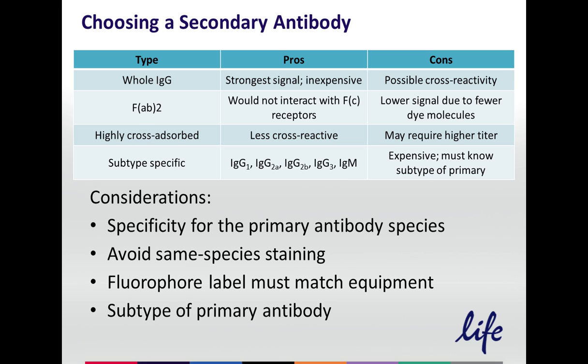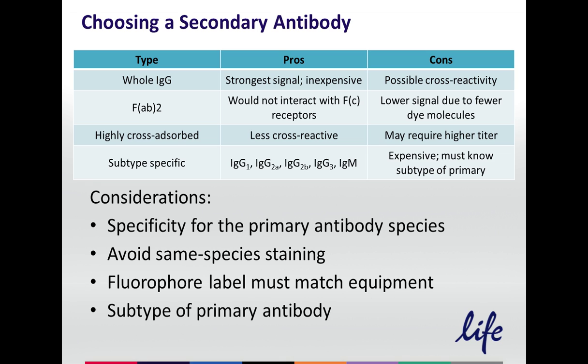Also, sometimes there are F(ab')2 fragments, which won't interact with an Fc receptor. It's not often that you need that for a particular labeling, but it's there if you do. It can give a little bit lower signal because it has fewer dye molecules on it. Sometimes the penetrance is a little bit better with them because they're smaller.